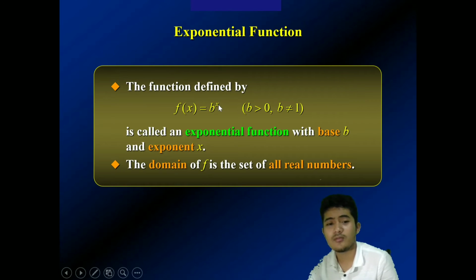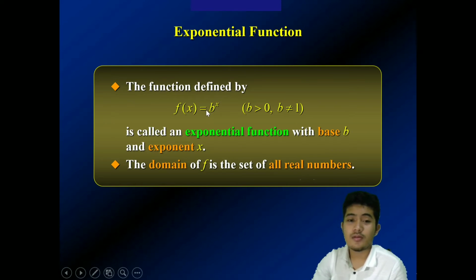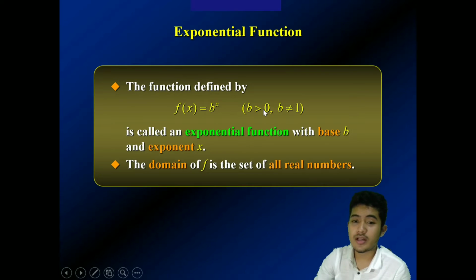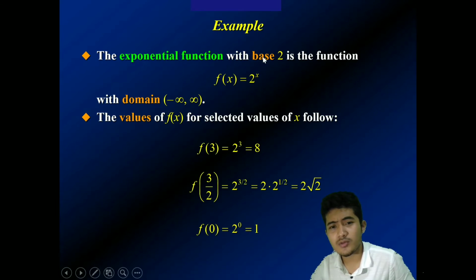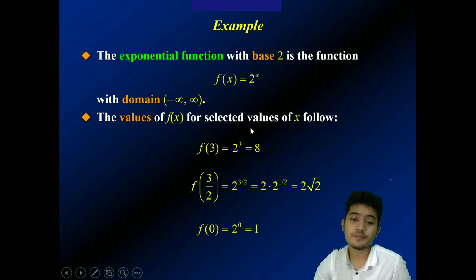The function defined by f(x) equals b raised to x, b greater than 0 and b not equal to 1, is called an exponential function with base b and exponent x. The domain of f is the set of all real numbers. Example: the exponential function with base 2 is the function f(x) equals 2 raised to x with domain minus infinity to infinity. The values of f(x) for selected values of x follow.